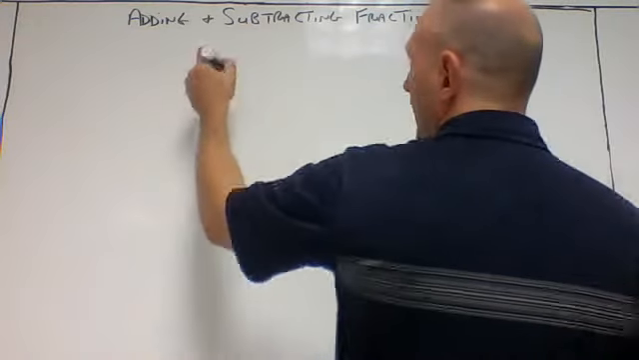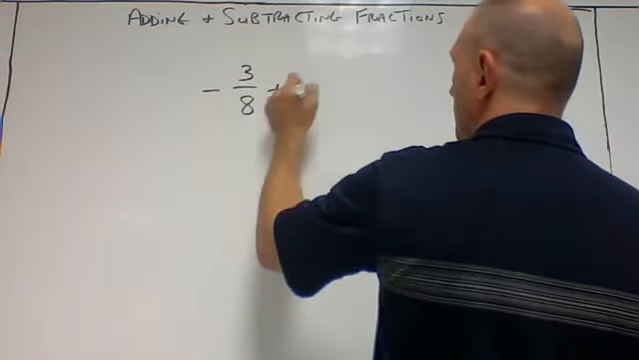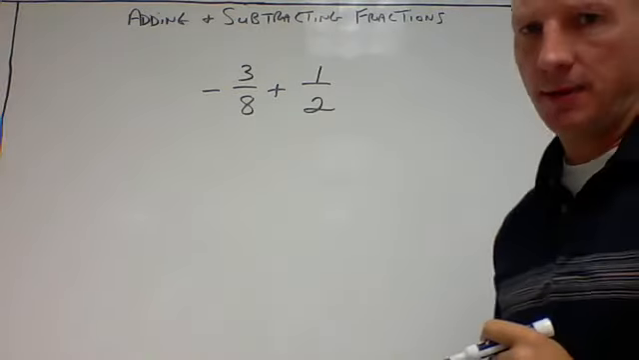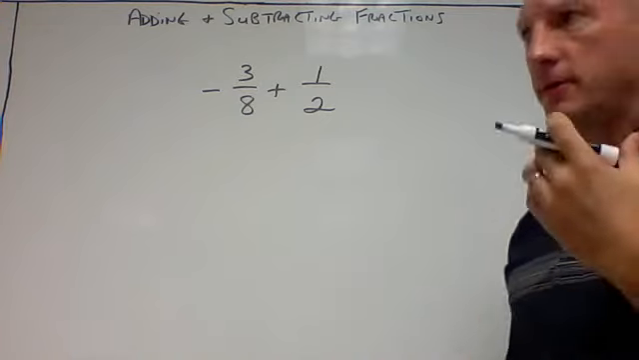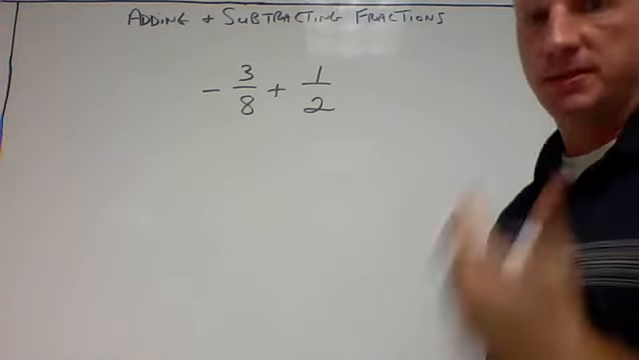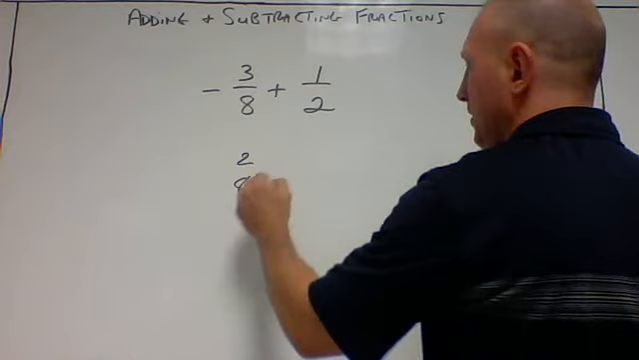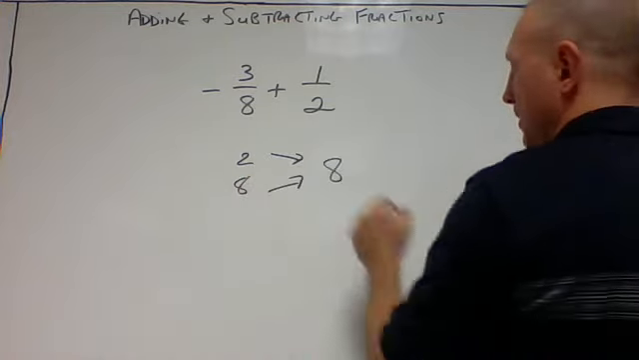Okay, let's say I have negative 3/8 plus 1/2. All right, here I don't have a common denominator. I have denominators that are not common. So how do I get them to be common? How do I get them to be the same? I ask myself, what numbers do 2 and 8 both fit into evenly? Well, they both go into 8.